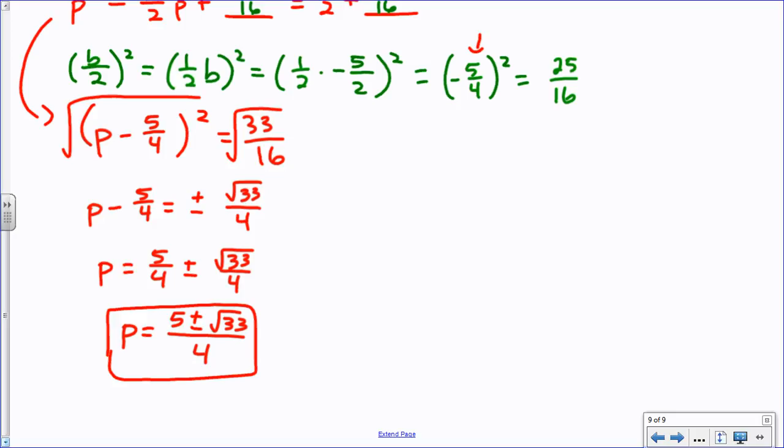Questions about that? Okay, so tonight I would practice a few of these, at least the easy ones where A is 1, just so you get used to the process. We're going to do another hard one tomorrow. Pack your stuff up.